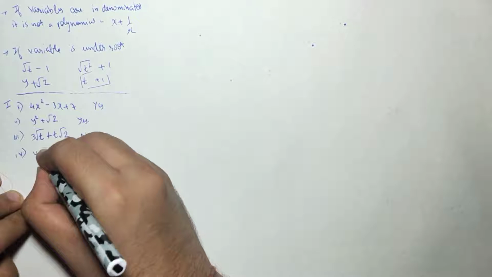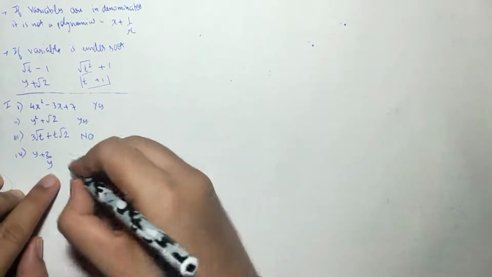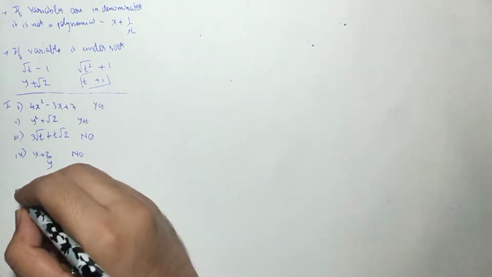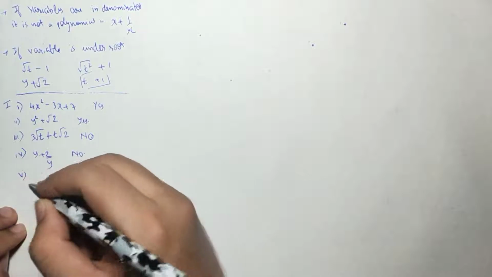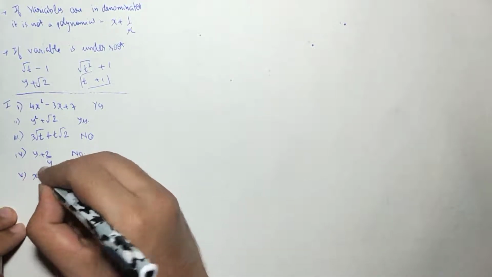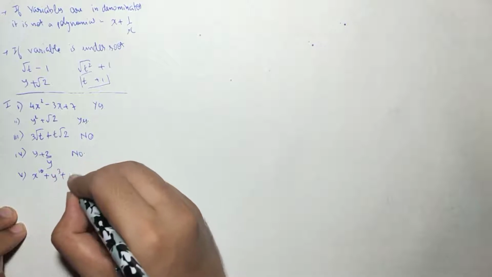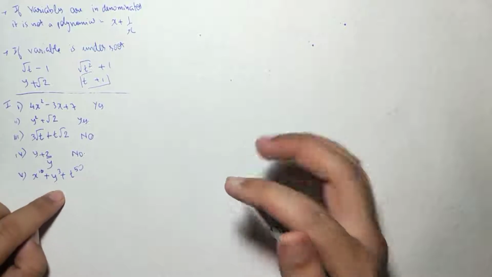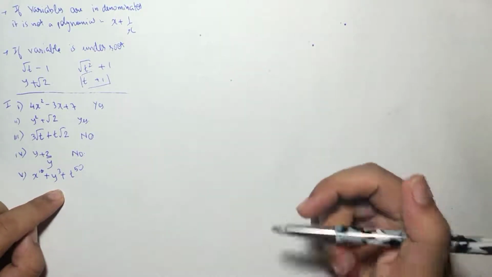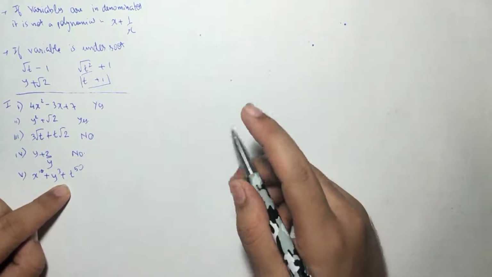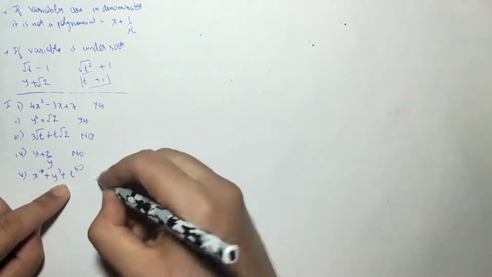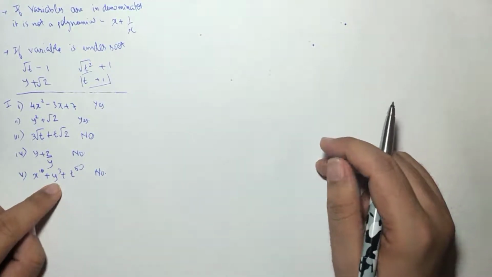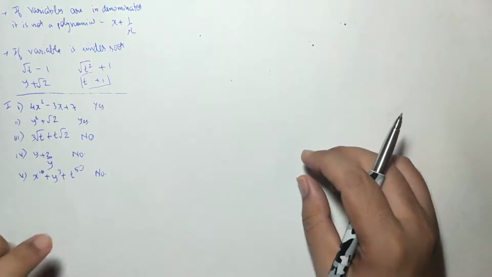Fourth is y plus 2 by y. This is also no, because y cannot be in the denominator. The variable cannot be in the denominator. Last one is x raised to 10 plus y cube plus t raised to 50. This is a polynomial. No variable is under root and not a single variable is in the denominator. But the question asks just polynomial in one variable. They are not in one variable, so my answer will be no. Only one variable is allowed. There are three variables over here, so the answer is no.